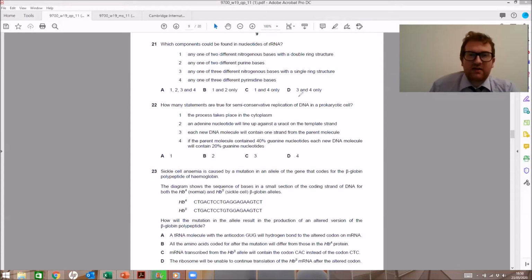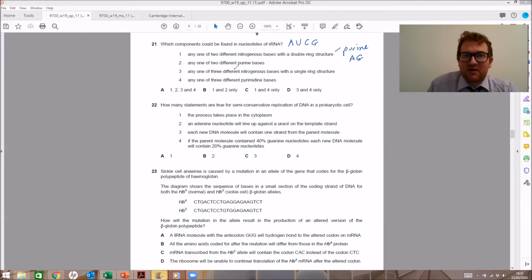Well, let's just remind ourselves what the bases are of rRNA. We have A, U, C, and G. Now, just a reminder, any one of the two different nitrogen bases with a double ring. If we remember, the ones with a double ring are the purine bases, and the purine bases are A and G. So any one of the two different purine bases, we mentioned that.